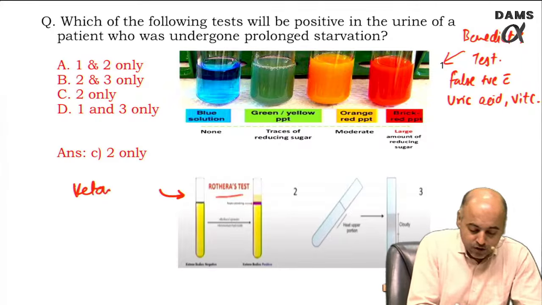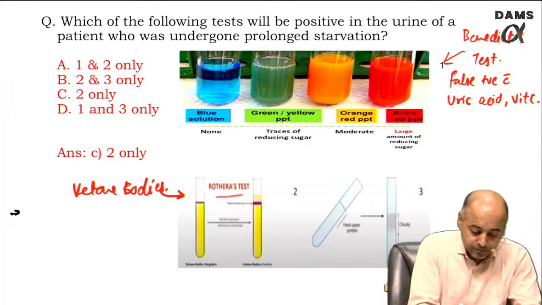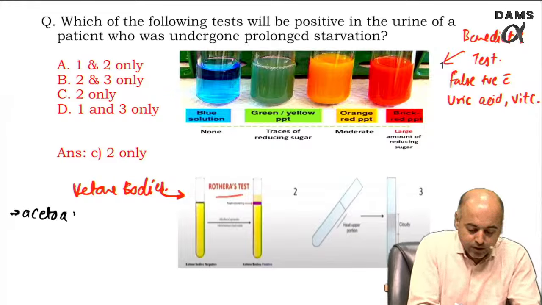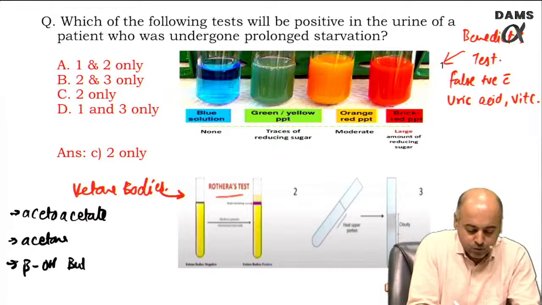It is for the ketone bodies. Which are the ketone bodies? You know, the three ketone bodies are acetoacetate, acetone, and the beta hydroxybutyrate.